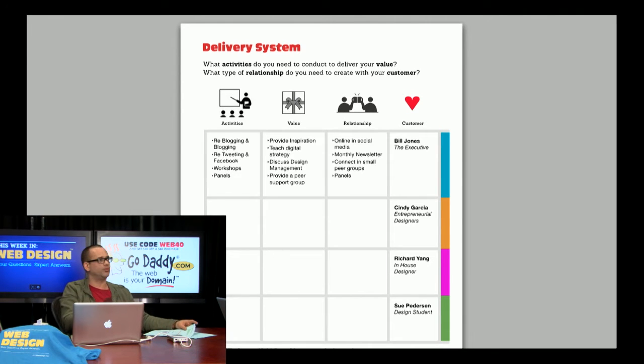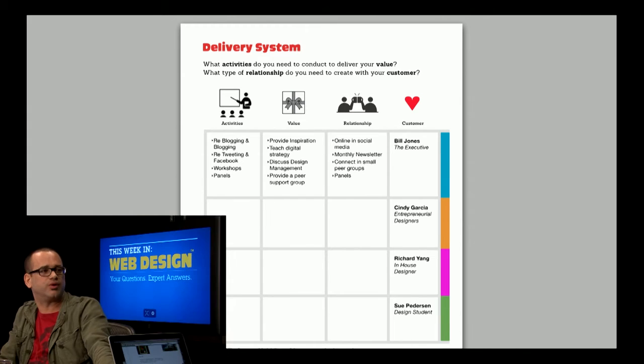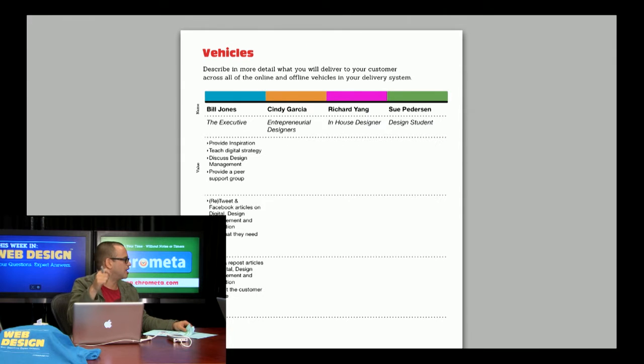But for example, in the relationship, you want to build an online relationship because in this case, this guy's busy. You want to send him a monthly newsletter. You want to connect in small peer groups. It's going to be better than him showing up to a really big event where he can get more one-to-one, and also panels where he sees other professionals and peers. Does that make sense, Ari? Absolutely. So that's where you're going to form the relationship. In this case, it's not going to be like a hands-on day-to-day.